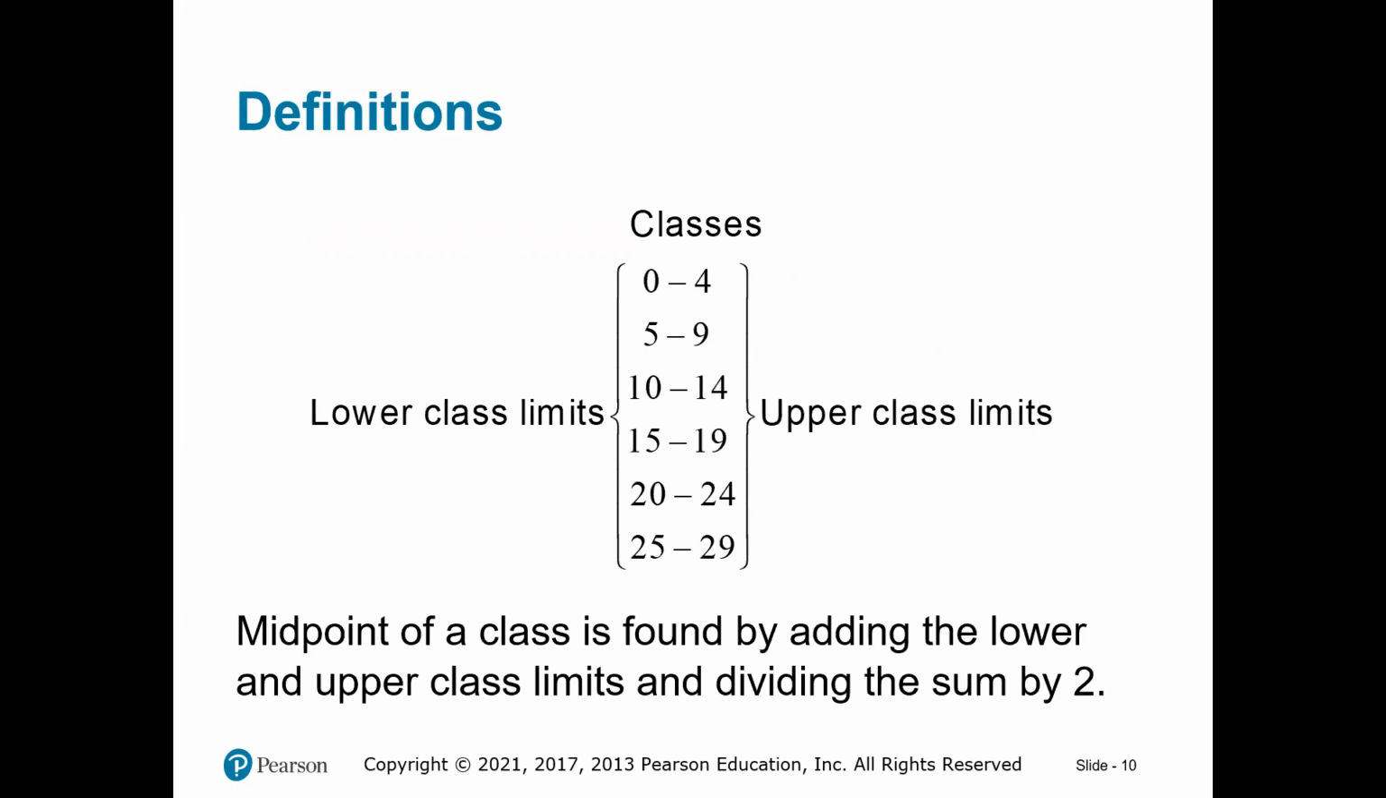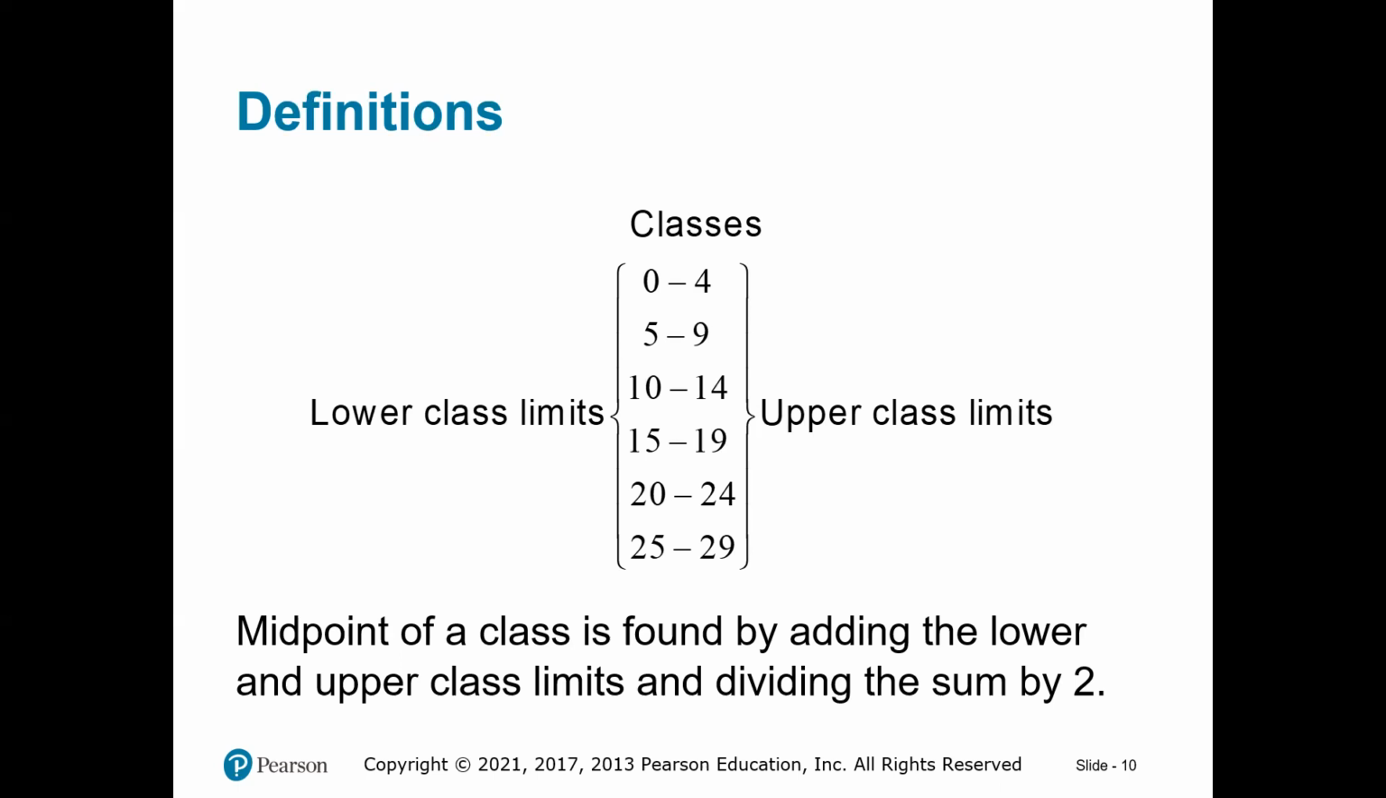Here's an example. You have a first class between 0 and 4. I'm not referring to the previous example; this is just a random example. Those are the lower limits: 0, 5, 10, 15, 20, 25. And the upper limits are 4, 9, 14, 19, 24, and 29. As you can see, for 0 to 4, the size of this class is 5. Also from 5 to 9, the width is 5, and so forth.